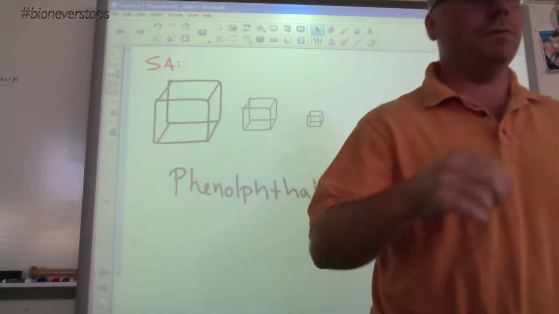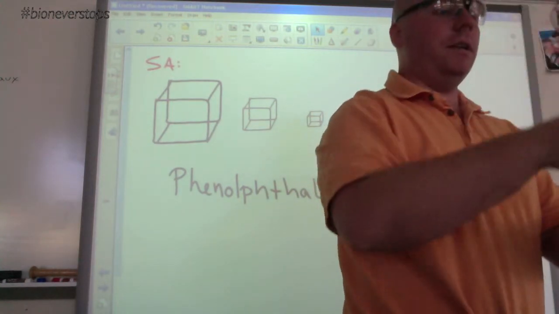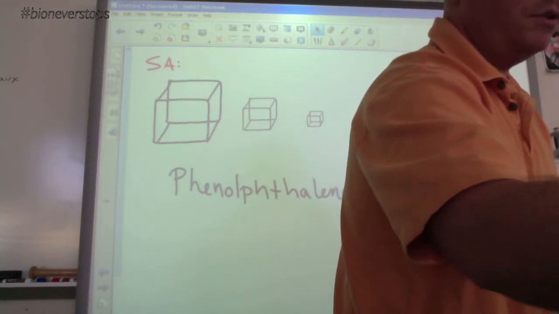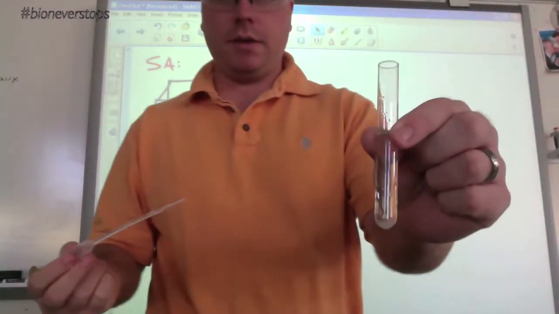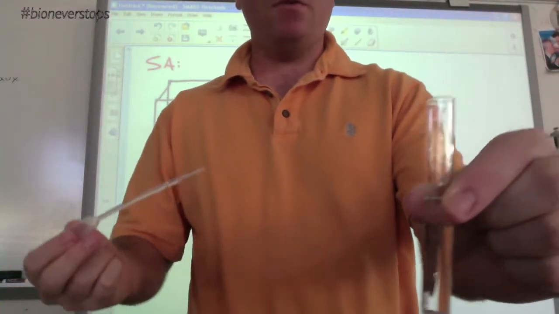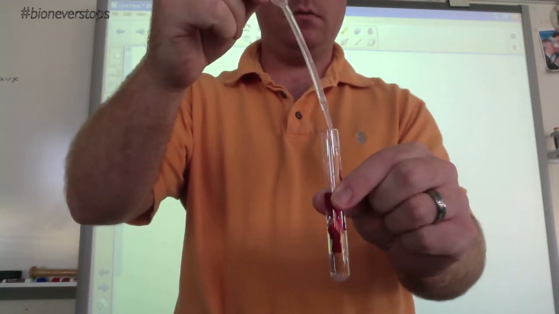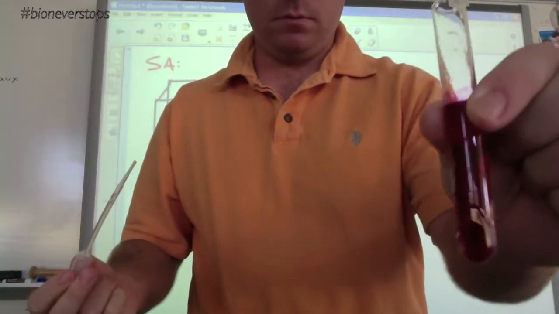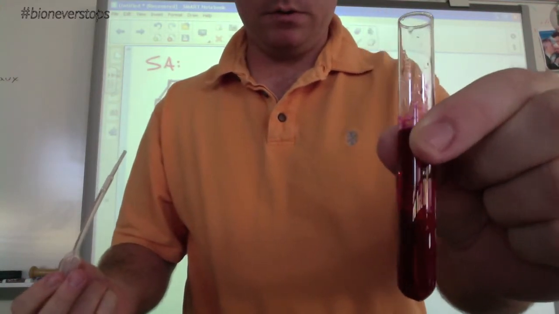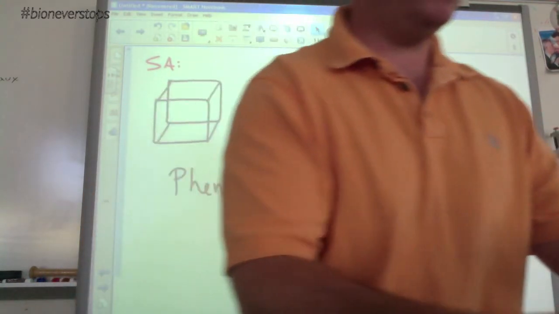Now let me show you quick what phenolphthalein does. Phenolphthalein is an indicator, so you can see it right here in this test tube. It's just clear. And now watch what happens if it mixes with a base. Ooh, turns pink in the presence of a base.